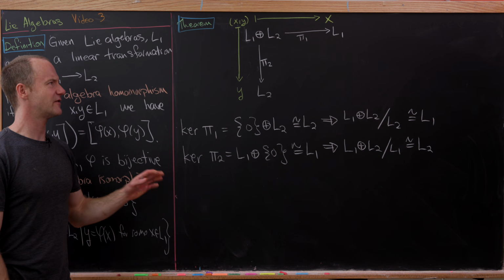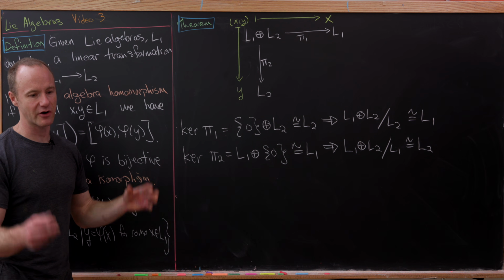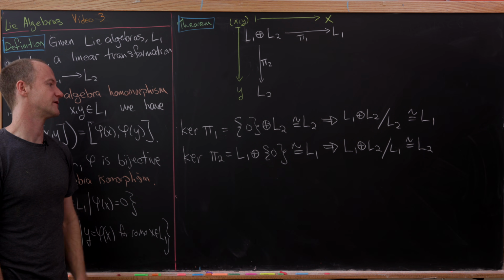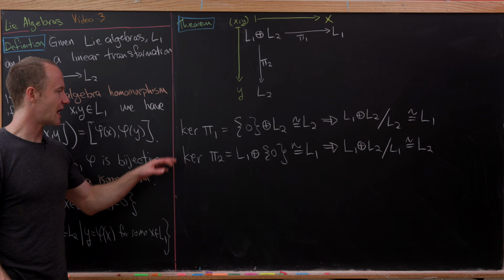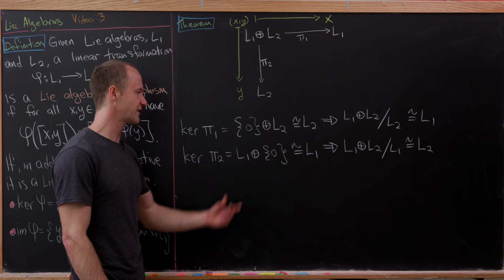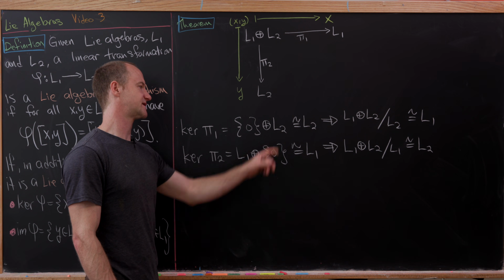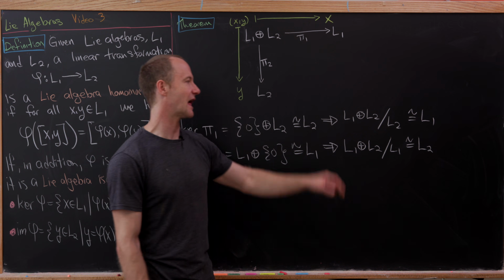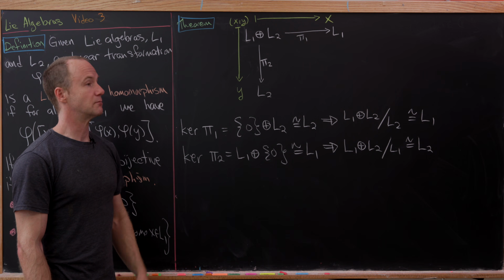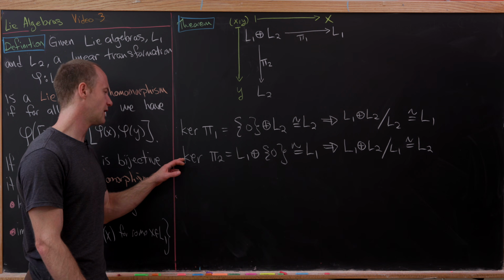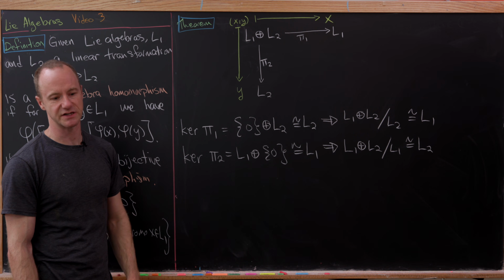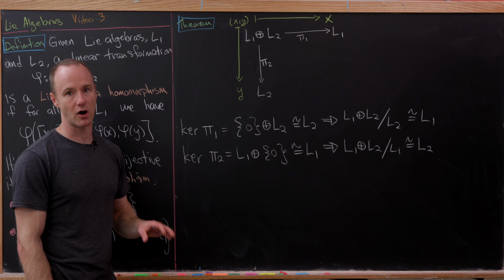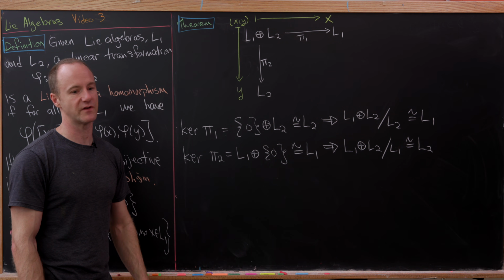And then the bracket on L1 direct sum L2 is inherited from the two brackets of L1 and L2 respectively. Then it's pretty obvious that the kernel of pi 1 is everything of the form 0 direct sum L2, which is just isomorphic to L2, meaning that L1 direct sum L2 mod L2 is isomorphic to L1. We've got a similar result for pi 2. So there's really not a ton to check here. It's just looking at all of the little details, which fall out very quickly.